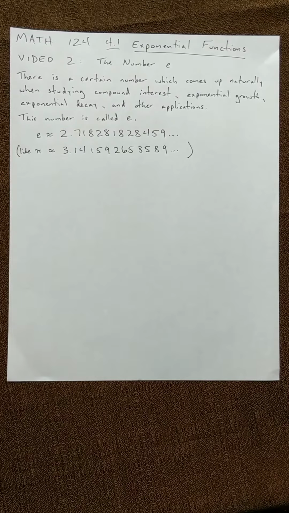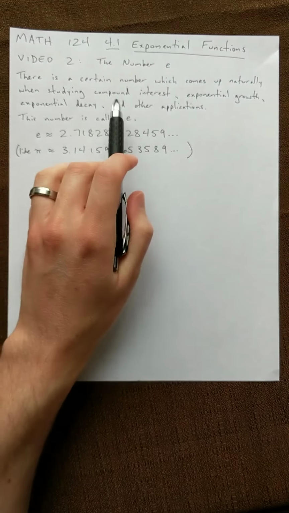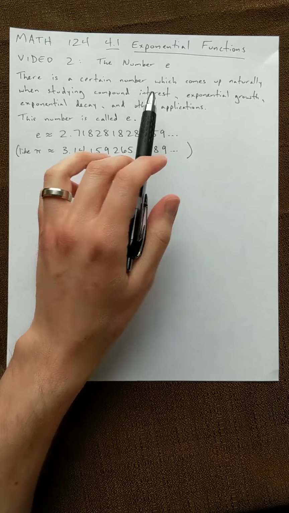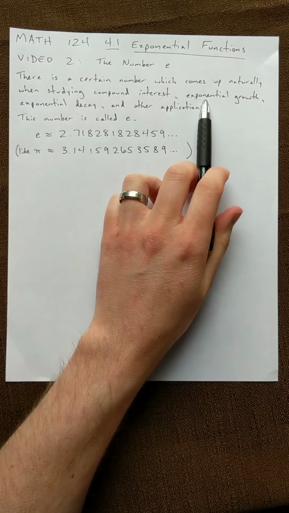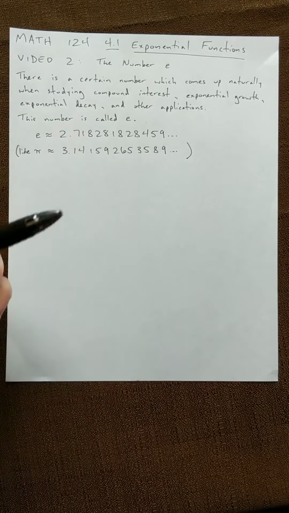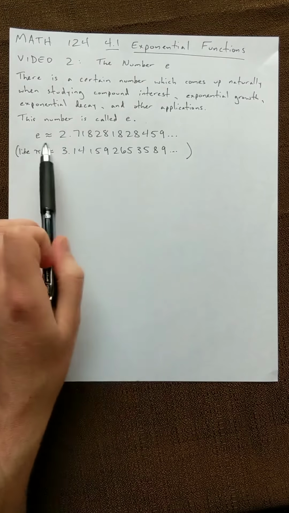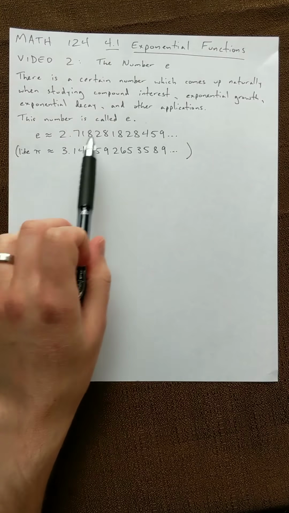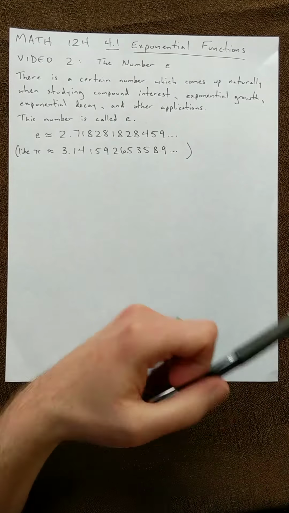Okay, in this video I want to talk about the number e. E is a number that comes up kind of naturally when you're studying compound interest, like interest in a bank or interest in a loan. It also comes up if you're looking at exponential growth or exponential decay and lots of other places. I'm not going to go into why exactly this number is important, but it does happen to randomly pop up when you're studying these other things.